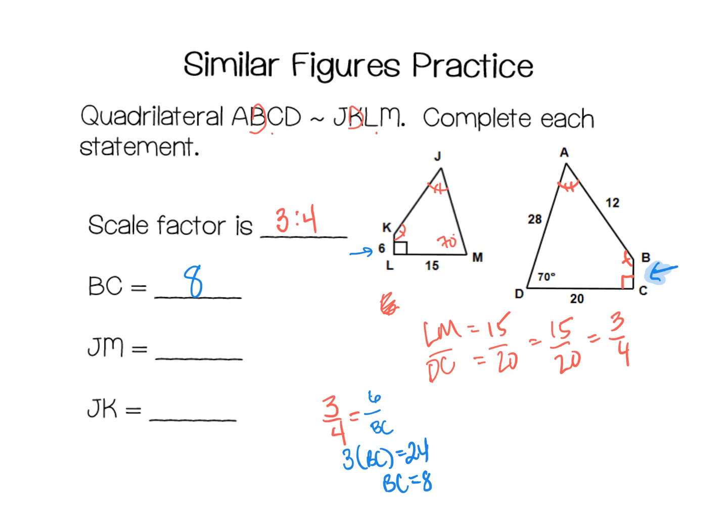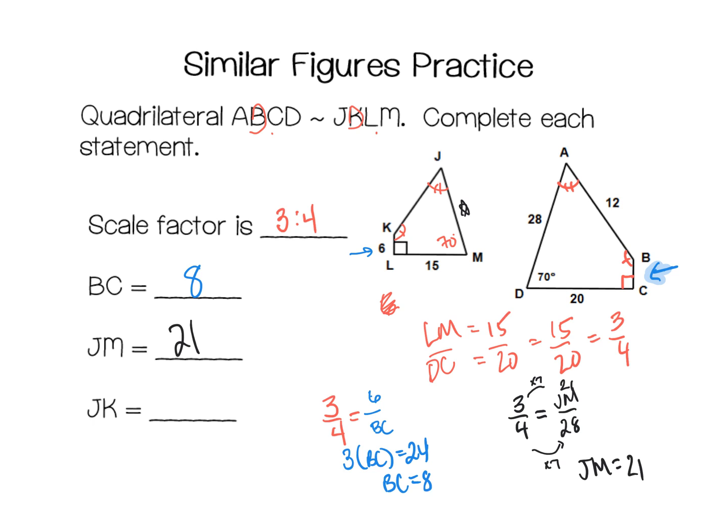All right, let's do another one. Let's solve for JM. So again, I'm going to start with 3 over 4 equals. Okay, so I want to solve for JM. That's this side here. It corresponds to the 28. So I'm going to solve for JM over 28. Now the other thing you could do is recognize 4 times 7 is 28. So I really need to take 3 times 7 and I'll get 21. So I know JM is equal to 21.